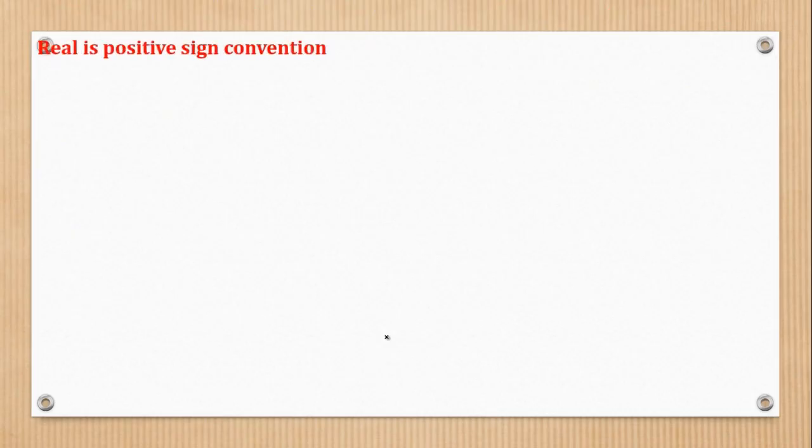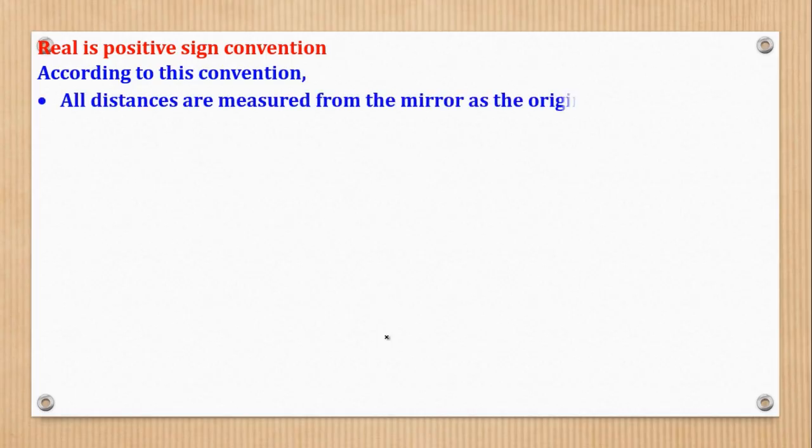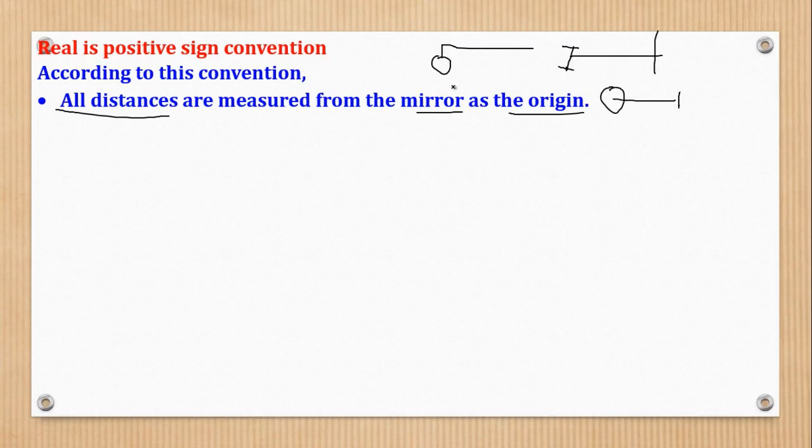Real is positive sign convention. This helps us to find out what should be negative and what should be positive. So you write and say, 1. All distances are measured from the mirror as the origin. That's why we say object distance, distance of the object from the mirror. Image distance, distance of the image from the mirror. Focal length is also measured between the position of the principal focus and the mirror. So everything, the mirror is the origin.